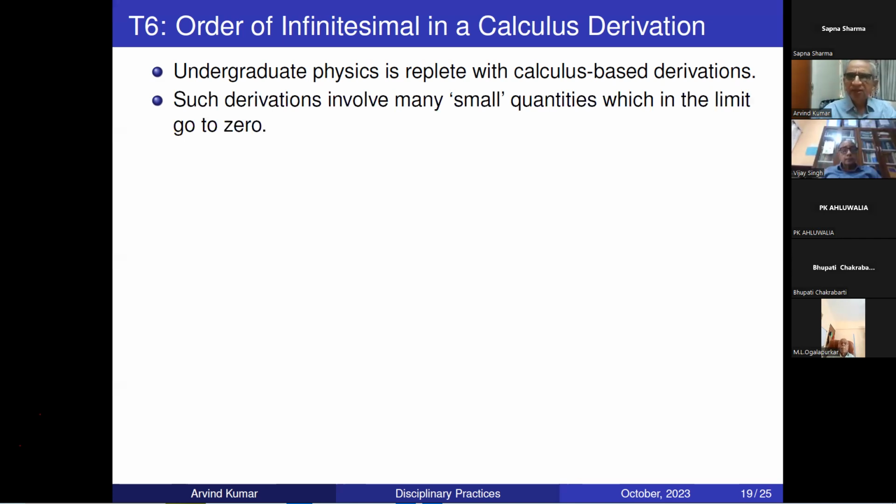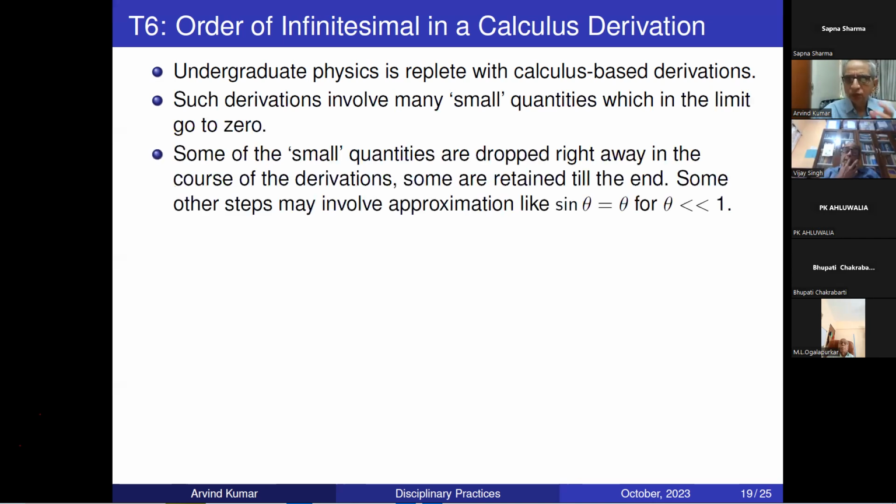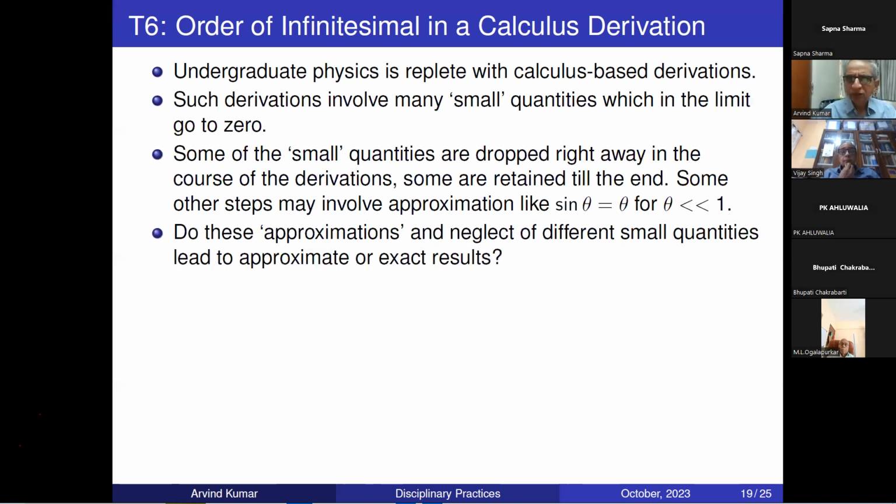So these calculus-based derivations involve many small quantities, which in the limit go to 0. Some of the small quantities are dropped right away, and some are retained till the end. Some may involve approximation like sine theta, etc. So in a calculus-based approximation, a lot of things are dropped, but some are at the end retained because you have to do the calculation up to first order, etc.